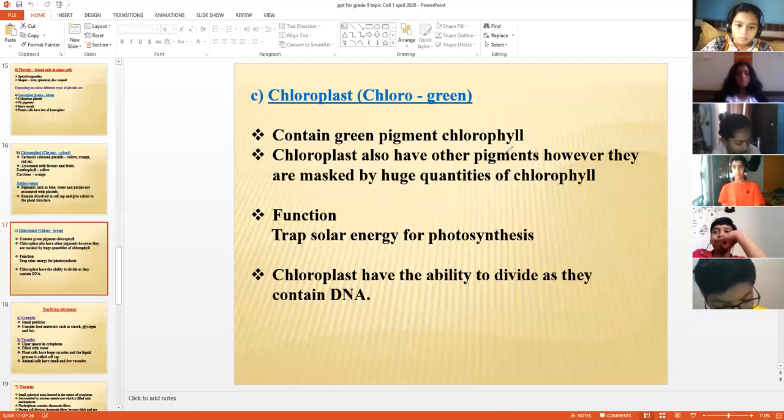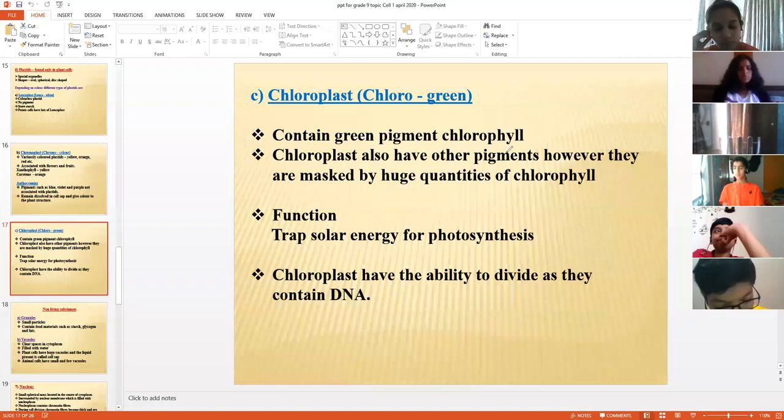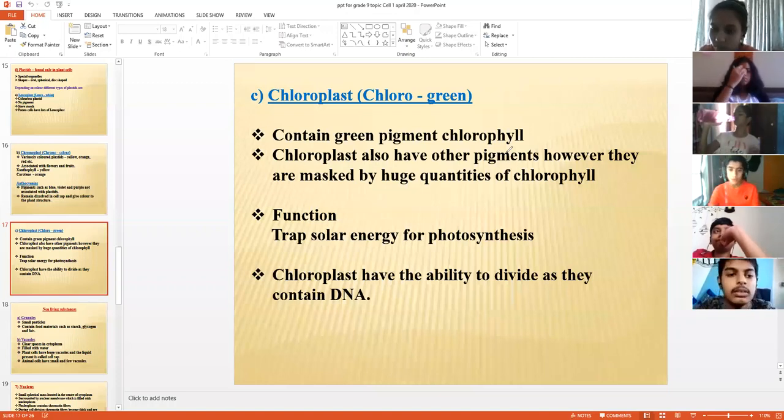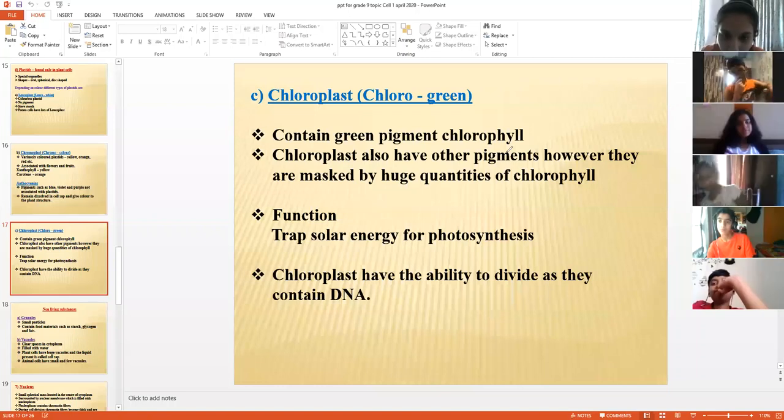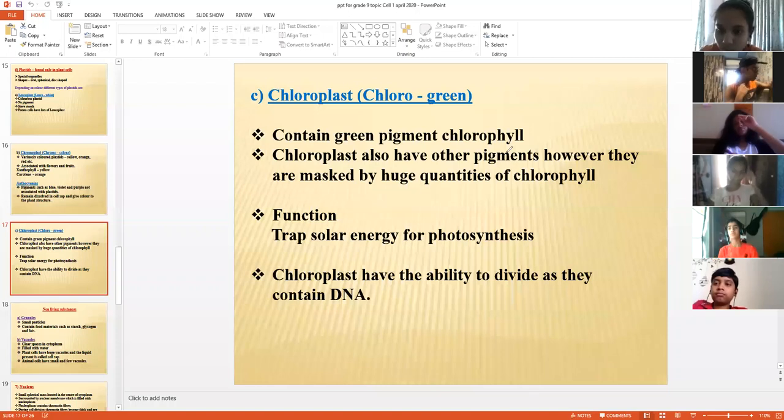And when does that happen, children? Deficiency of iron and aging. When a leaf ages, the amount of chlorophyll present in the leaf starts decreasing, and ultimately that leaf comes off the plant. So that does not mean that it has xanthophyll. It does not have chlorophyll in it. And when it does not have chlorophyll, it is not able to undergo the process of photosynthesis.